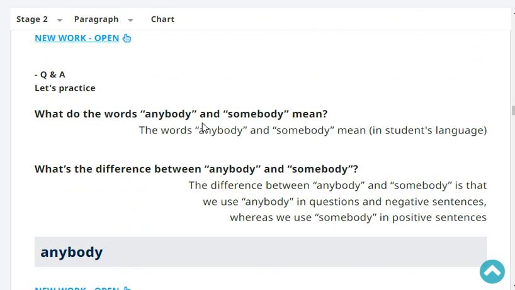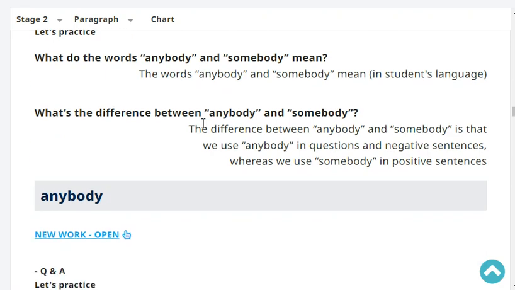Okay, next. What do the words anybody and somebody mean in Japanese? The words anybody and somebody mean dareka in Japanese. What's the difference between anybody and somebody? The difference between anybody and somebody is that we use anybody in questions and negative sentences, whereas we use somebody in positive sentences. Very good.